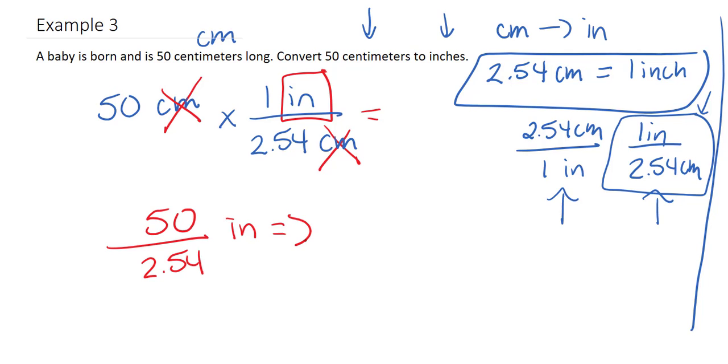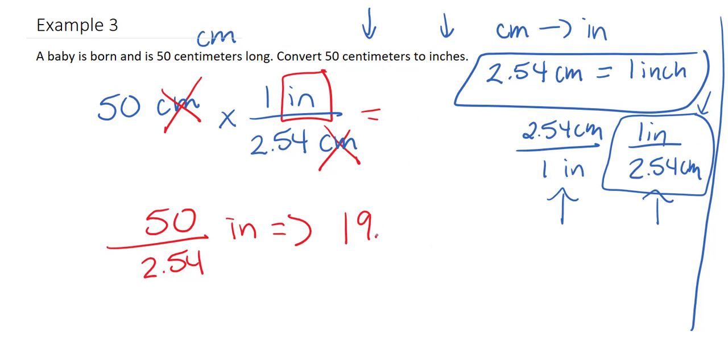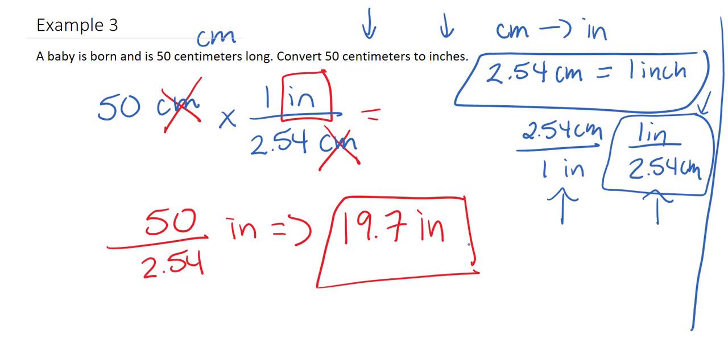So what does that become? We'll get our calculators out. 50 divided by 2.54, and we're left with 19.69. But let's just go ahead and round to the nearest tenth. So 19.7. So 19.7 inches. So that is how long the baby is.